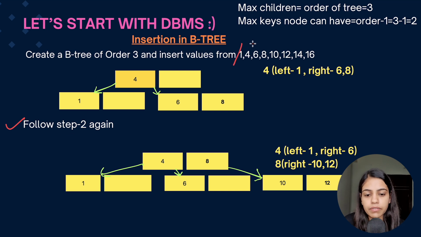So we have inserted 1, we have inserted 4, we have inserted 6. Now we have to insert 8. 8 is greater than 4, so it will come to the right of 4, so we'll insert it here. After 6, 8 is inserted. Now we have to insert 10.